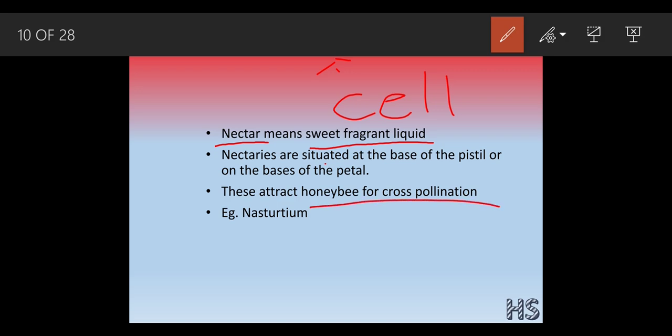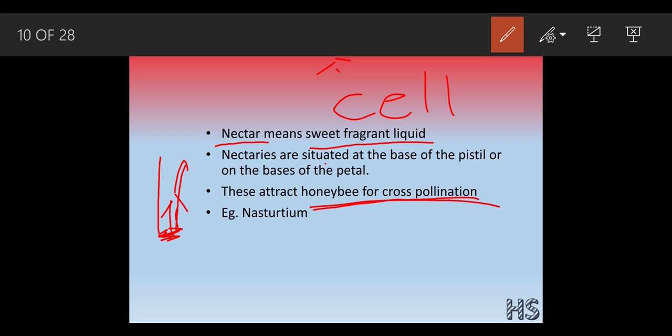Let's understand nectaries. Where are nectaries situated? They are situated at the base of the pistil or on the base of the petal. See, where is the pistil? It is centrally located. Base means the lower part. So somewhat the nectaries are here. From this part the nectar is secreting. This nectar attracts the honeybee for cross pollination.